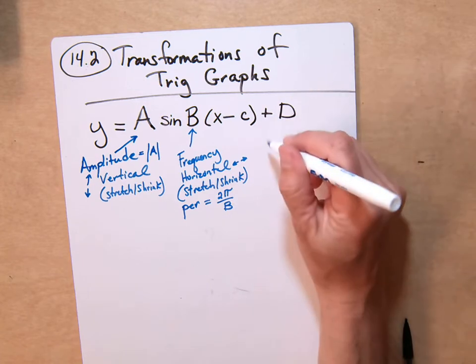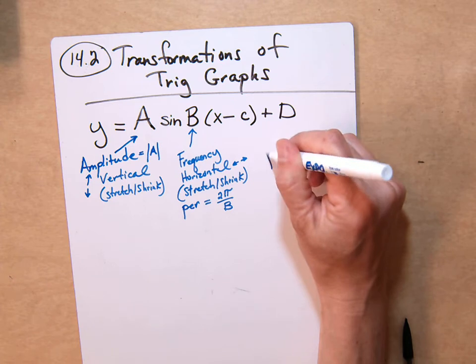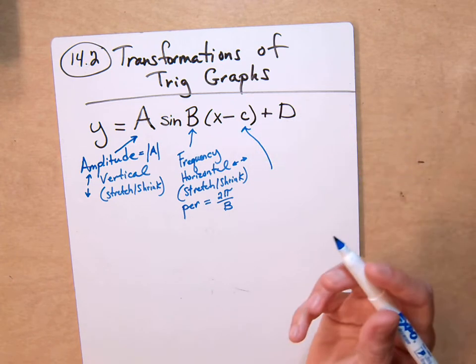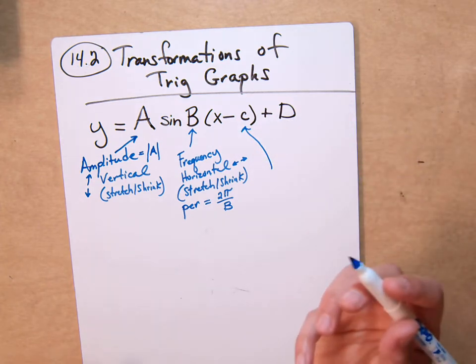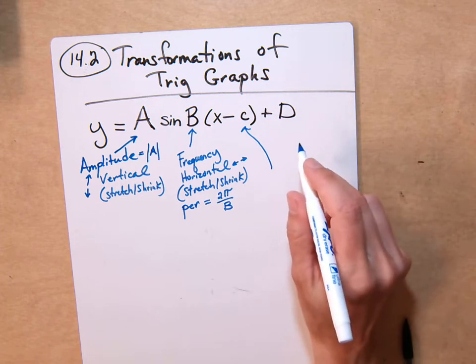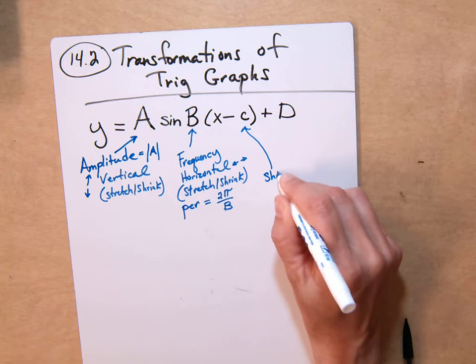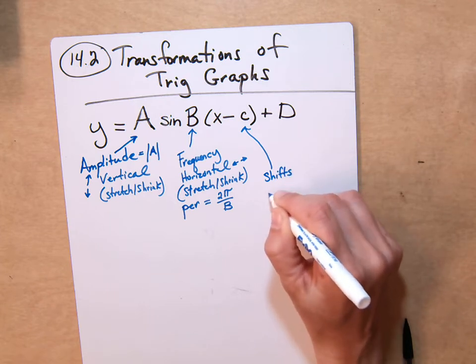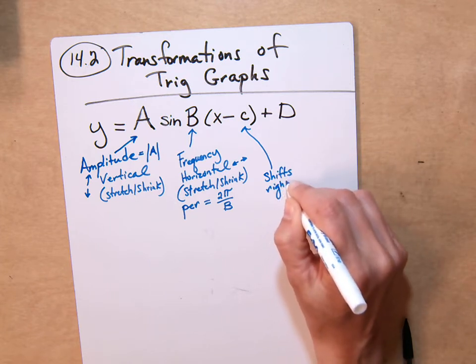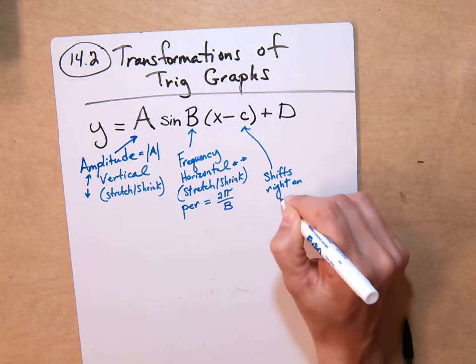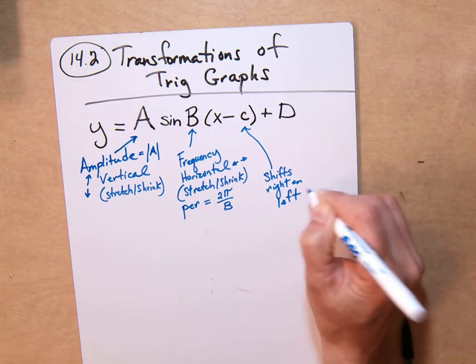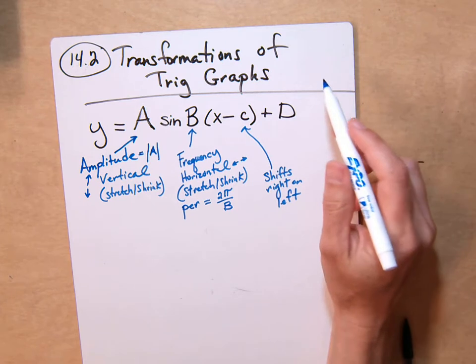Okay, and then C stands for what you're used to. You've seen this with parabolas and with other graphs. It shifts right or left. It just takes the whole thing and shifts it to the right or left. If C is positive, it's to the right. If C is negative, it's to the left. You are used to that. You've seen it since the beginning of the year.